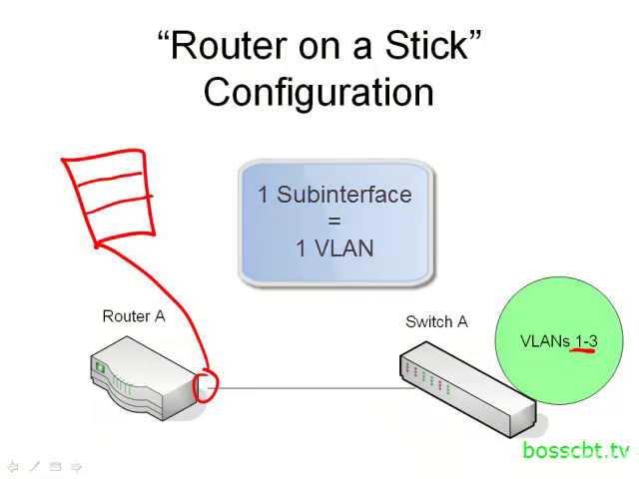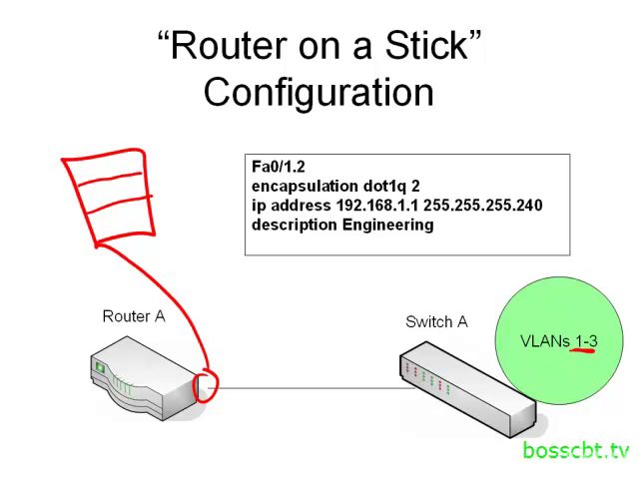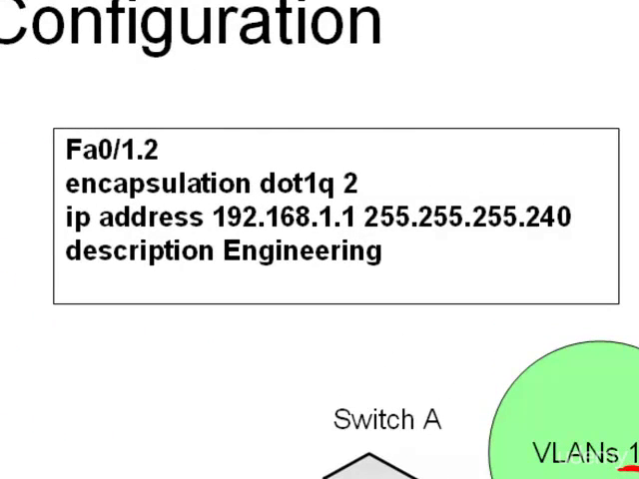Our configurations are going to look something like this. Here you see FA0/1, that's Fast Ethernet 0/1, and right after it you're seeing the .2. That means this is a sub-interface. We're taking Fast Ethernet 0/1 and we're going to chop it up. Anything after the decimal point is the name of the new sub-interface. Now that number, 2, is only significant locally to the router. You can put anything you want there.